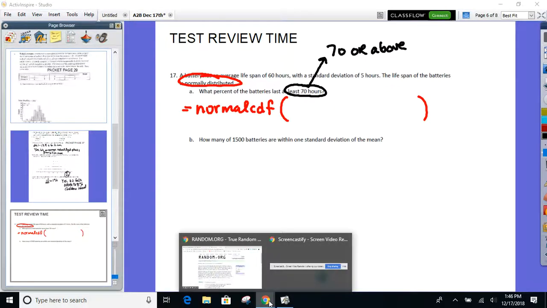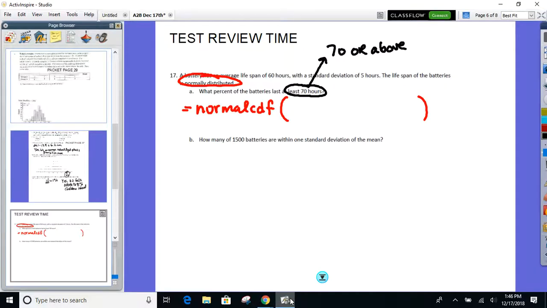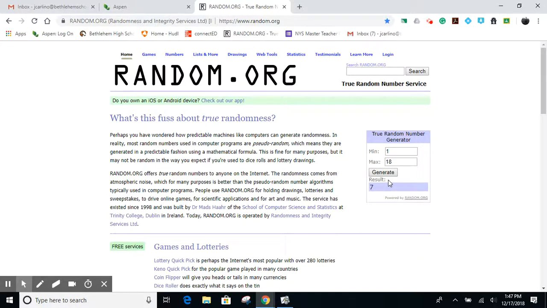Let me turn this over to somebody else now. What's going to be your low one then? 70. There is no cap at the high value, so what do I end up putting in? What's the highest number I can put in?